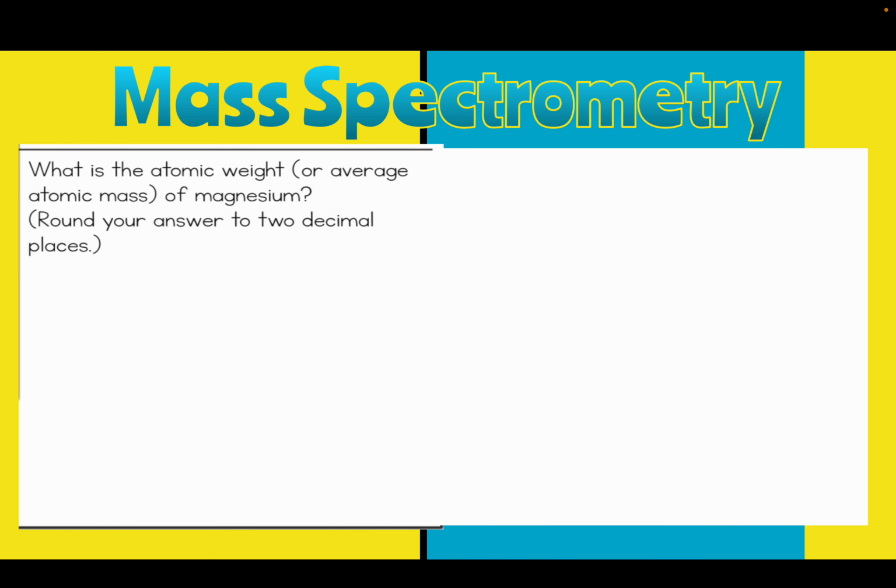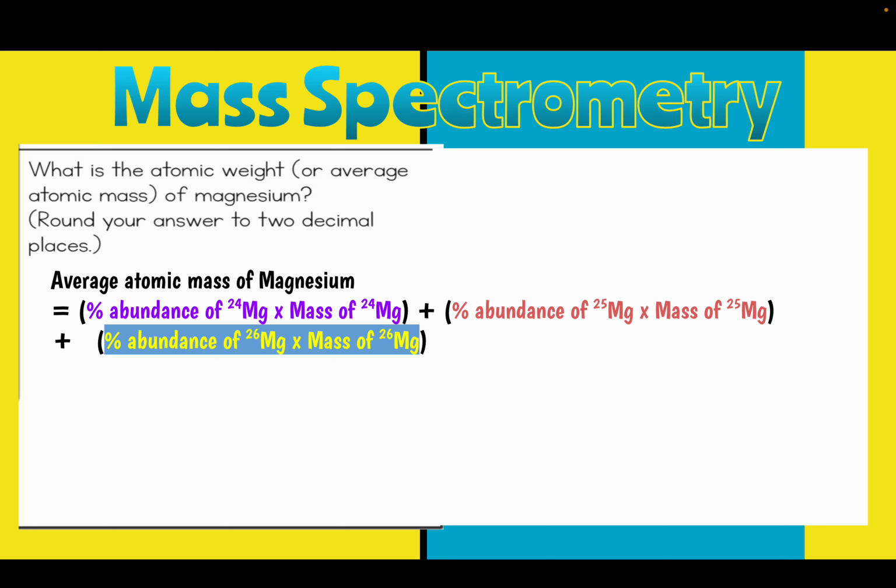So what we want to do from all this information is take our mass spectrum and be able to calculate the atomic weight, or we can also call it the average atomic mass of magnesium. How are we going to do that? Well, we are going to use this formula. We are going to take the percent abundance of magnesium 24 and multiply it by the mass of magnesium 24. So we're going to look at our mass spectrum for the percent abundance of magnesium 24, and we're going to look at our table that gave us the mass of magnesium 24.